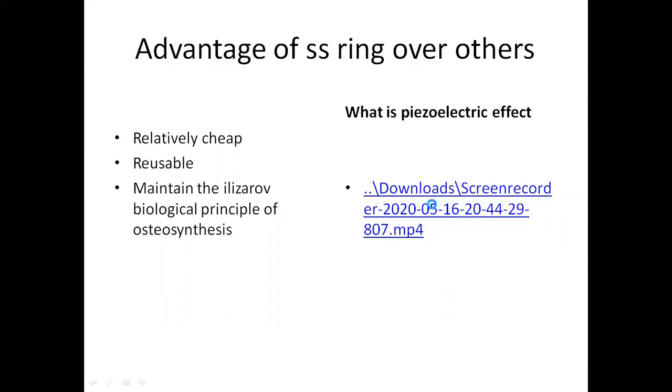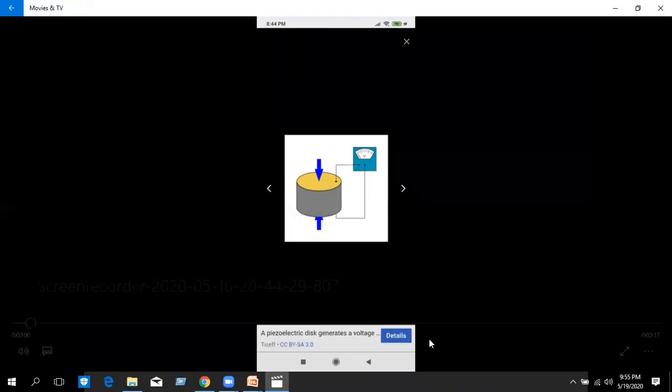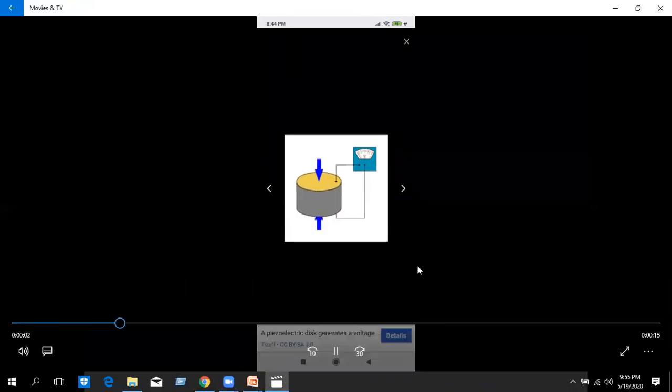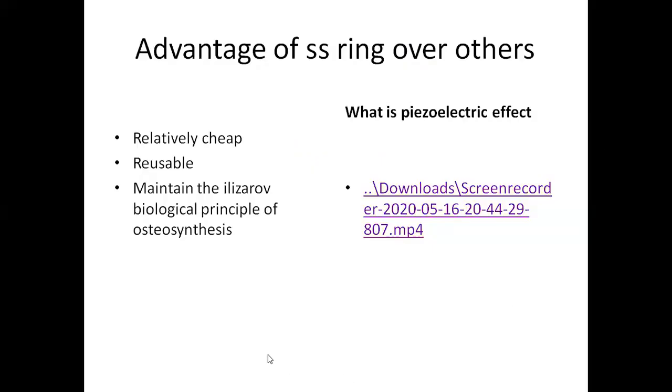Then what is the piezoelectric force? I want to demonstrate that piezoelectric force. There is a nice video. You see that anything that is compressing and extending produces electricity. And this electric circuit works best in the Ilizarov stainless steel ring. Other rings, like the carbon ring and other metal rings, do not work so nicely for this biological principle.